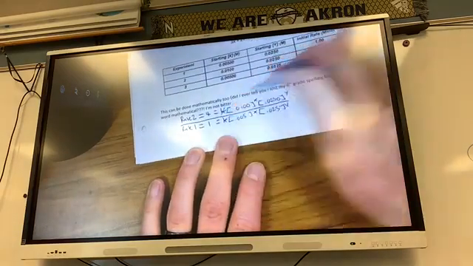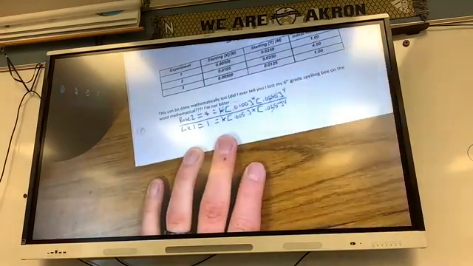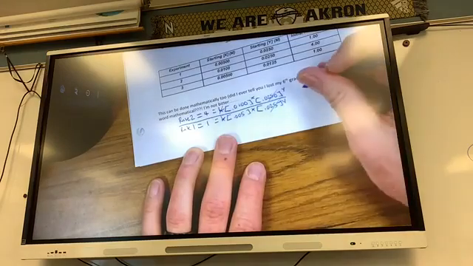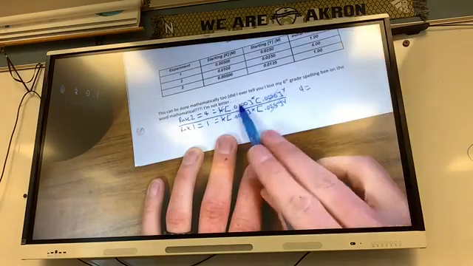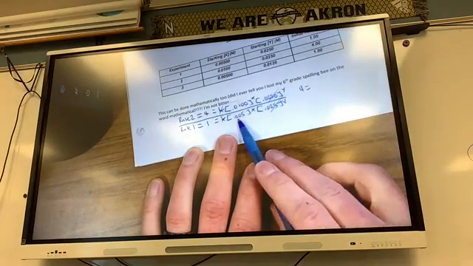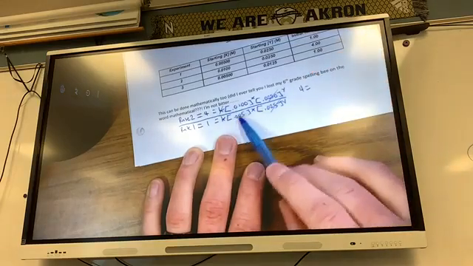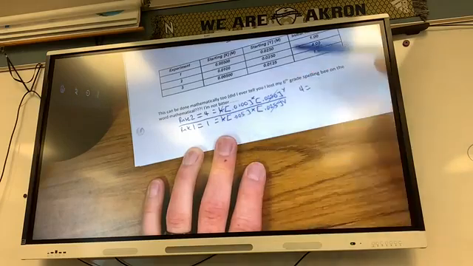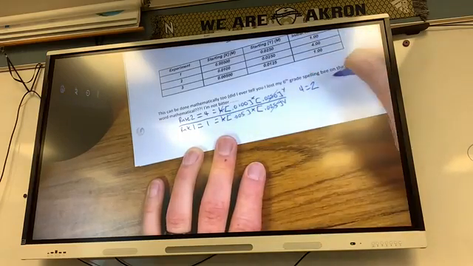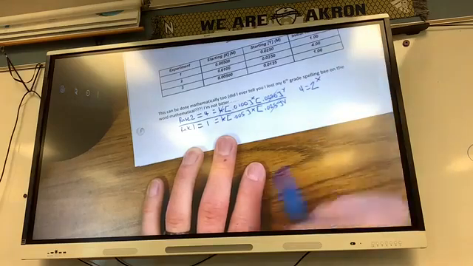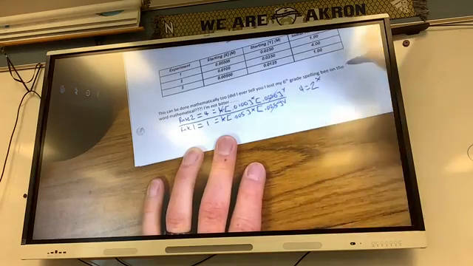K cancels out, these cancel out, right? Agreed? What's 4 divided by 1? So 4 equals, what's 0.01 divided by 0.005? It's 2, to the what power? To the X power. So 2 to the X, what's X equal?